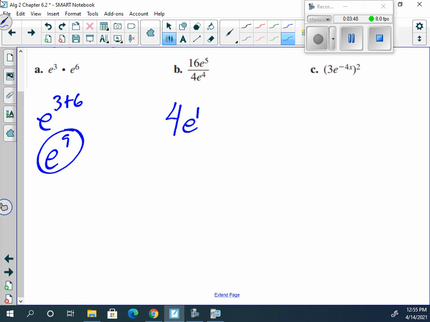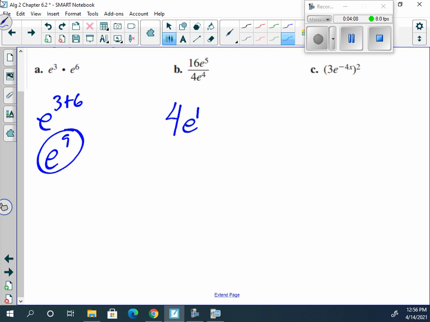Now, most calculators, if you were to type it in, are going to want that 1 because they're expecting e to be to a power. Because most of the time, we don't have just e to the 1st. We have e to an actual number. Any questions on this here? So let's look at the next one.